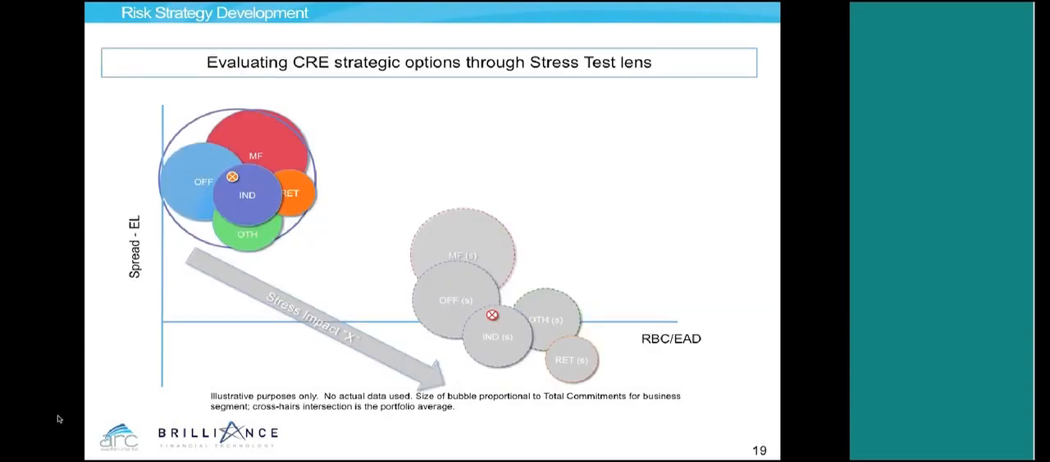Here's an example of evaluating a strategic alternative for a line of business using stress test analytics, in this case for a CRE portfolio. Again, we have the same kind of risk-return graph, and we have the total CRE portfolio under the base case now on the upper left-hand side, again with the average risk-return profile marked by the orange X. And then we have each of the businesses, each of the food groups in CRE, represented as well.